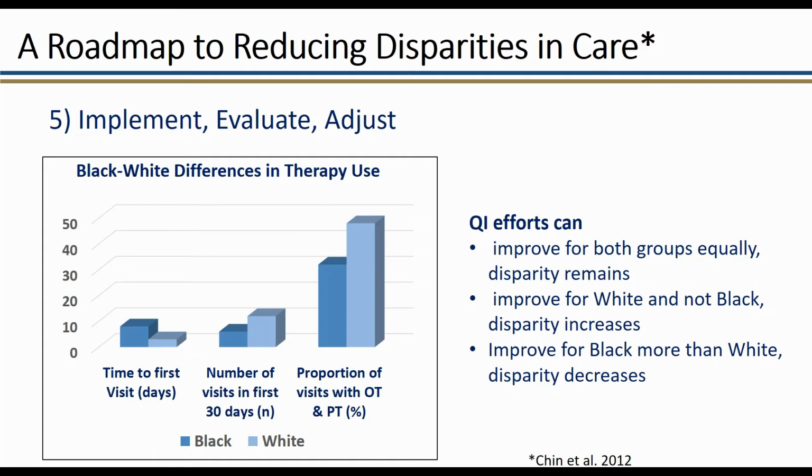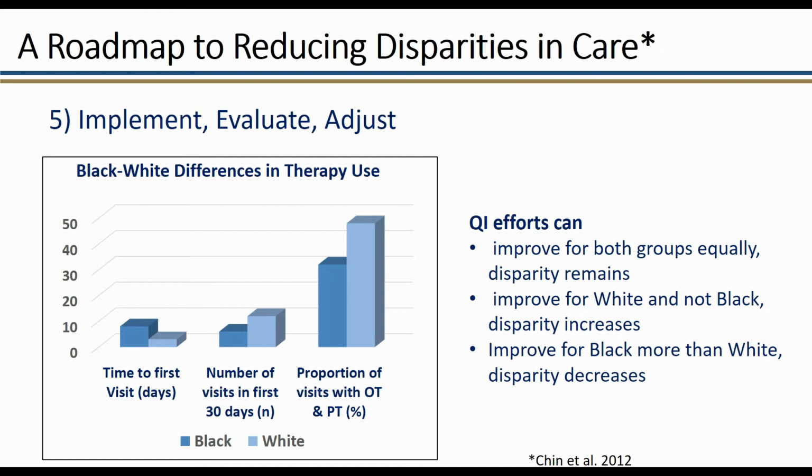Another outcome could be that you actually increase the disparities because your QI effort is biased towards white people, and you improve the outcome for the white patients, but you don't for the Black patients. So in essence, you would be increasing the disparity. And then the third outcome would be that you would improve the outcome more for Blacks than whites. So you would be decreasing the disparities.